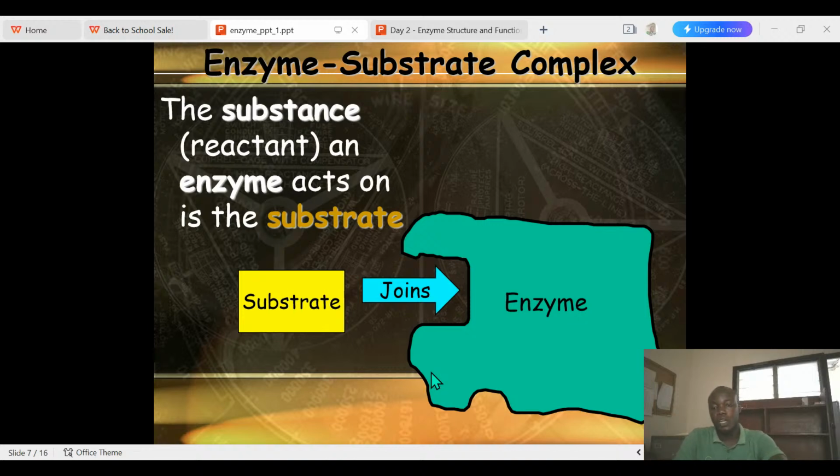Now check very well, you can see how they are going to join. Check very well. So you see you have a substrate and you have an enzyme. The substrate usually enters the active site. So the substrate must enter the active site before reaction takes place.